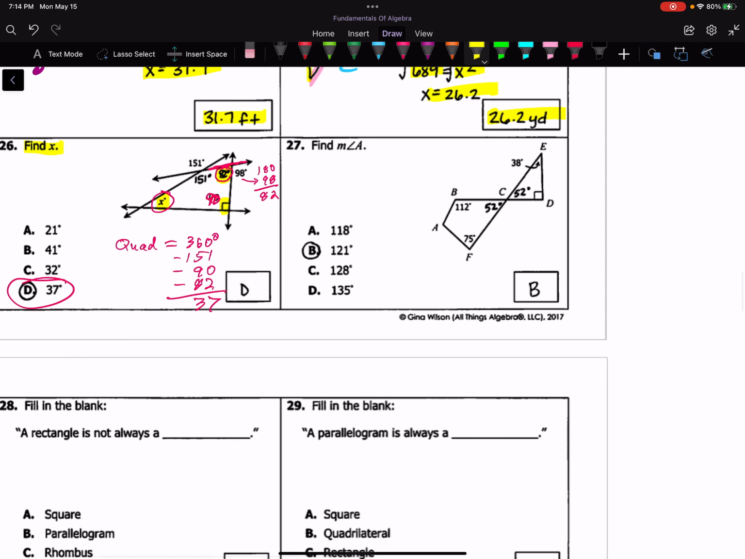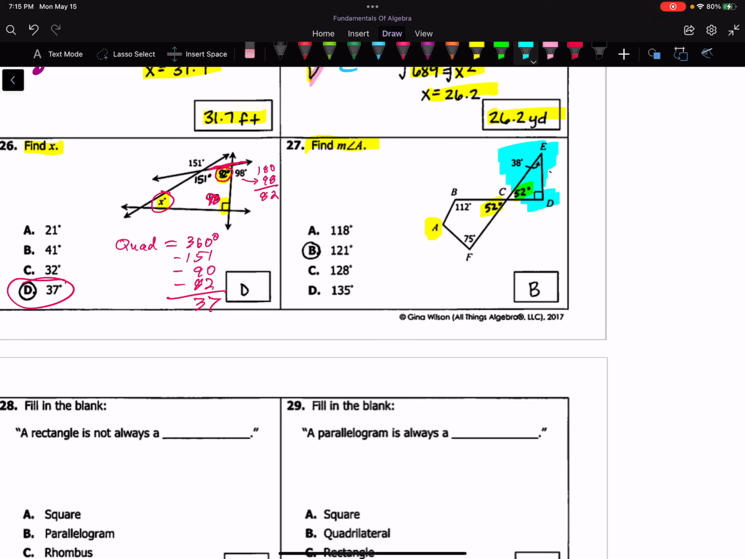Find the measure of angle A, number 27. Angle A is right here. Once again, we know we have to calculate something from this one. We use vertical angles to get that. So let's go look at this guy up here. We're going to look at the blue area first. We have a right triangle.